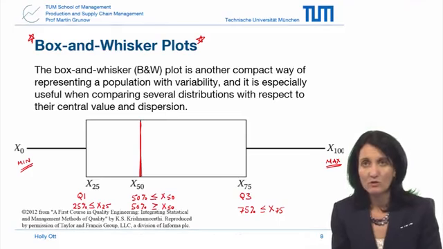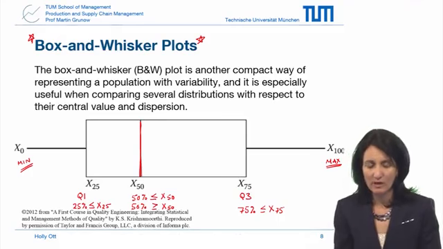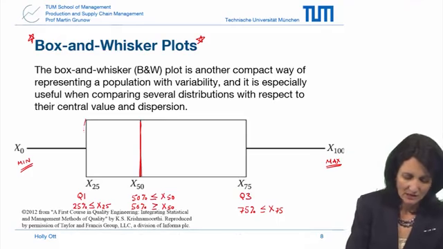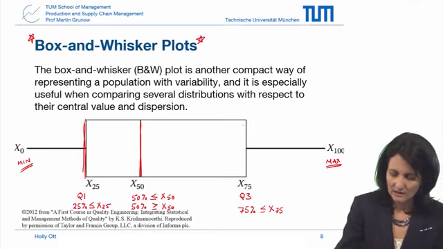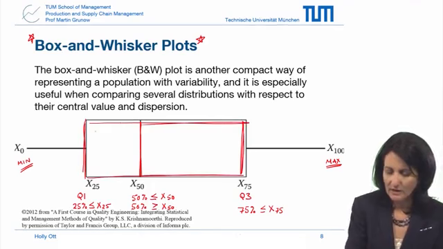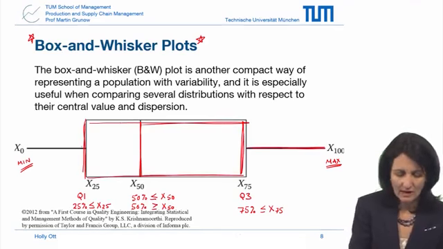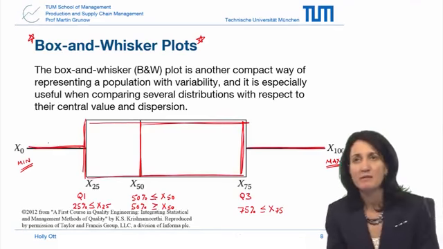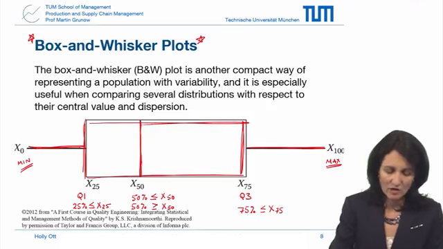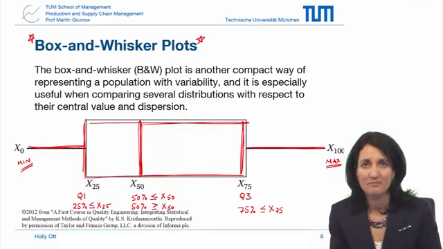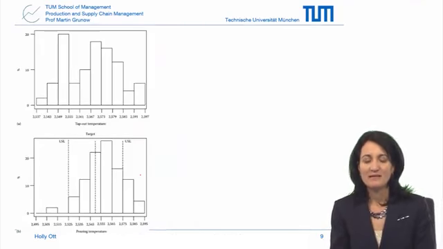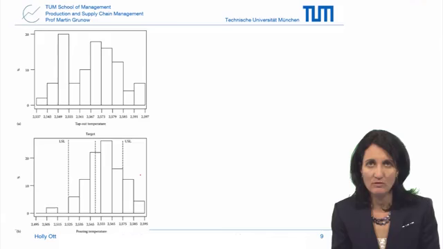So, to construct the box and whisker plot, first you construct the box using the third and first quartile. Then you draw the whiskers out to the minimum and the maximum values, and you draw a line for the median. We have one example to show how this is useful.